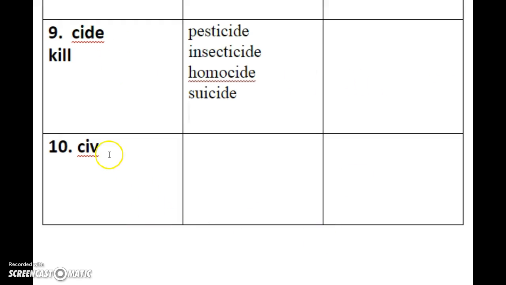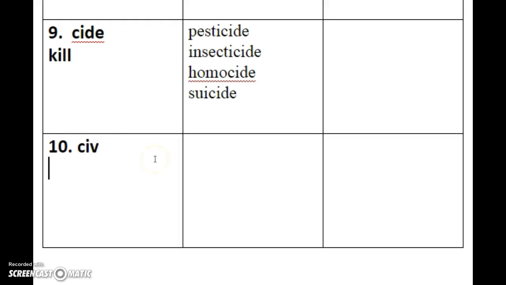And then we can go on to our last one, which is civ. Civ is a root that means citizen. And here are some words to help you with civ. So if you are a civilian, that means that you are a citizen who is not a part of the military. If you are a citizen, you have what's called your civic responsibilities.